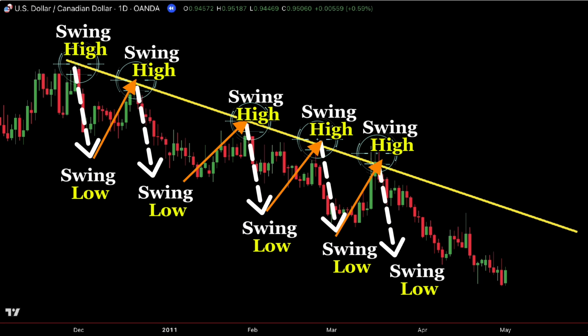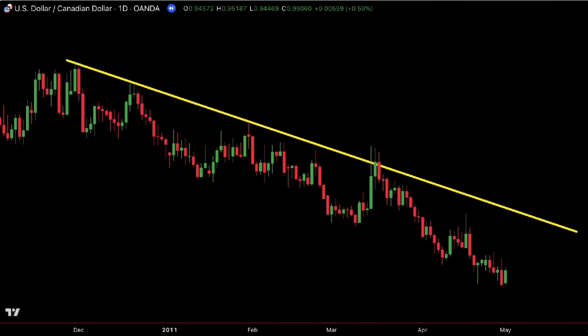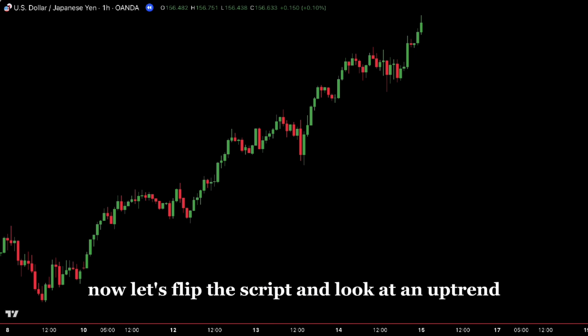When you draw a trend line connecting the swing highs in a downtrend, it gives you a clear visual of where price is likely to respect and reject. Now, let's flip the script and look at an uptrend.